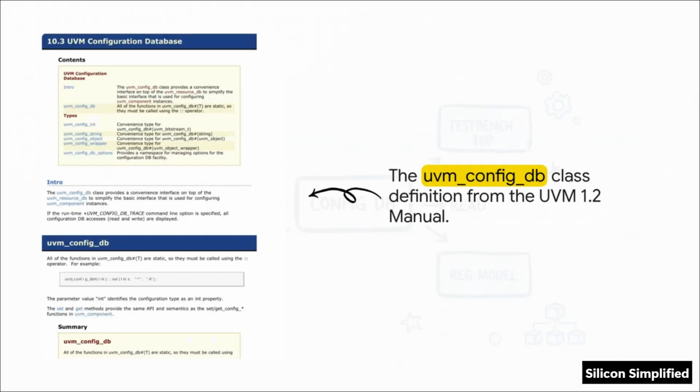Now, looking right at the official UVM 1.2 class reference manual, we can see the exact definition. The UVM Config DB is a parameterized class. But here's an absolutely crucial detail. All functions within the config DB are static. That means you literally never instantiate the database itself. You're always going to interact with it using that scope resolution operator.